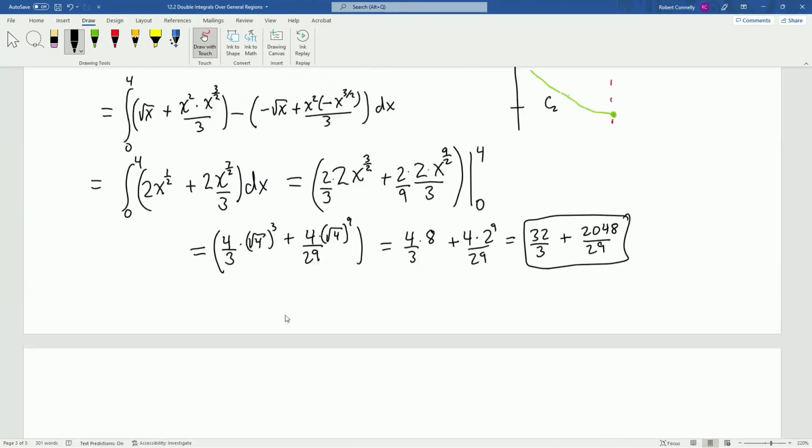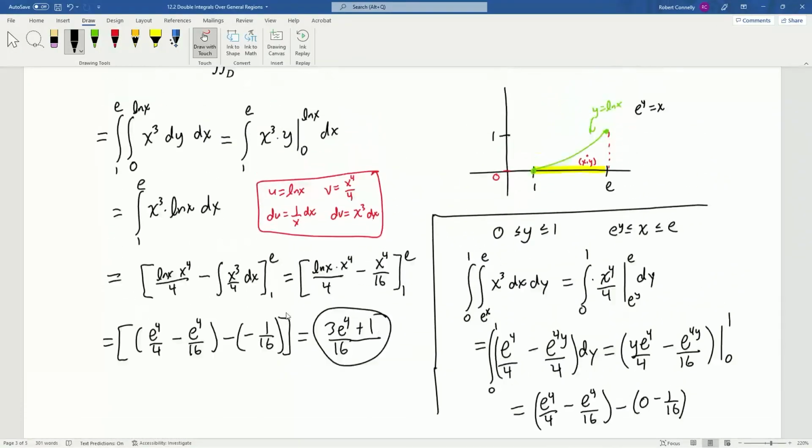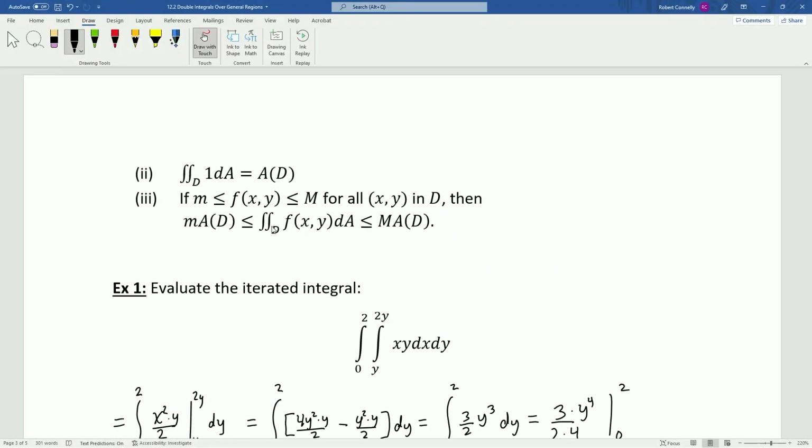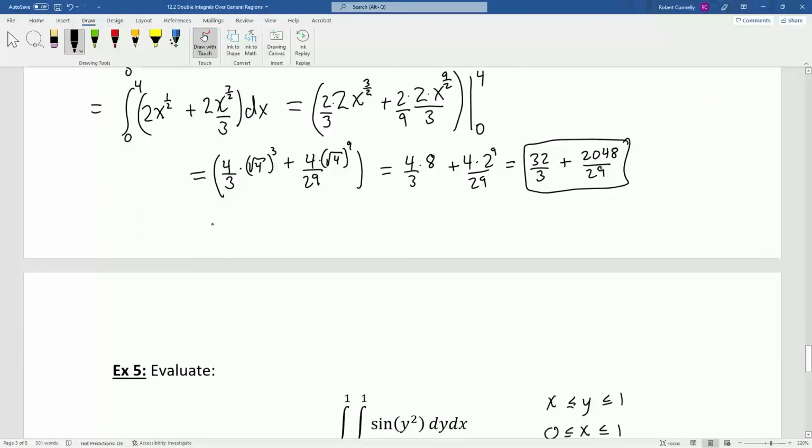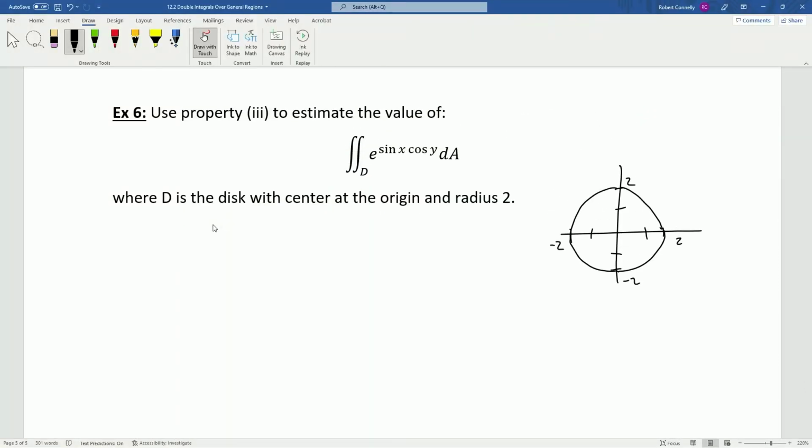Well, what's property 3? If we look up, property 3 was the property that said the double integral is less than or equal to the maximum value of the function times the area of D, and greater than or equal to the minimum value of the function times the area of D. So let's take a look back at our function. If we look at e to the sine of x cosine of y, the maximum values sine and cosine can take are both 1. So this can't be bigger than e to the first power, which is e.